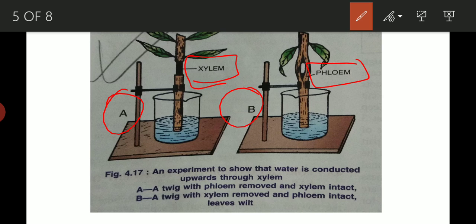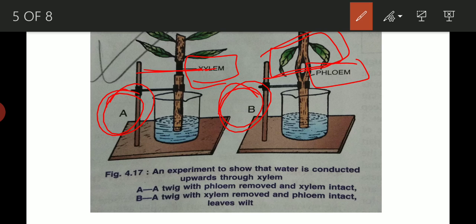Now what will happen? After some time you will see that in case of setup A, the leaves are fresh. They are rigid, they are strong. But in case of setup B, you can see the plant wilts, the leaves have wilted. Why? Because the leaves are not getting water, because phloem is responsible for the conduction of the food. Only xylem is responsible for the conduction of water.